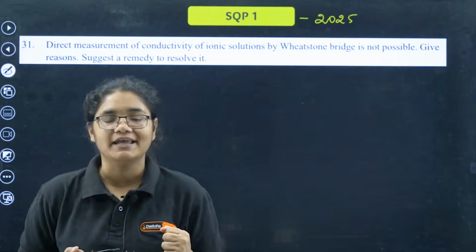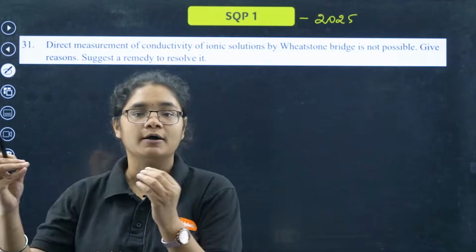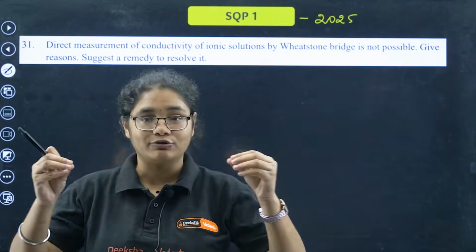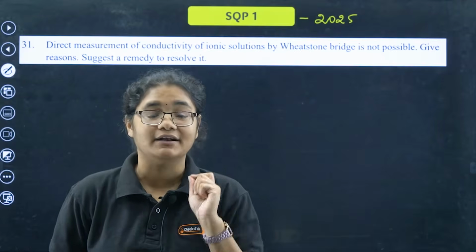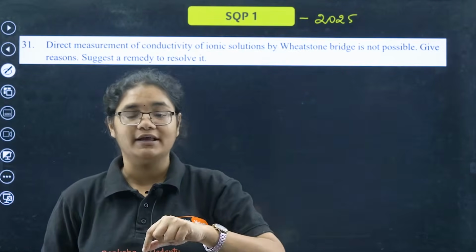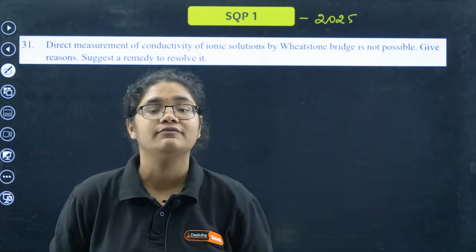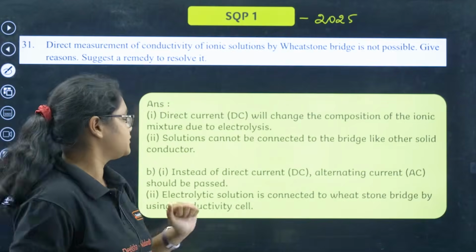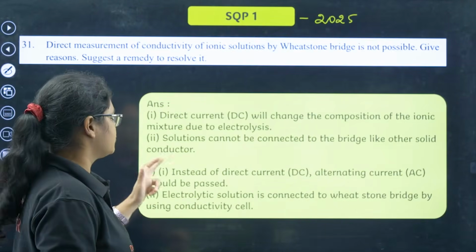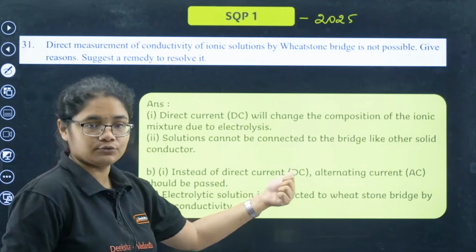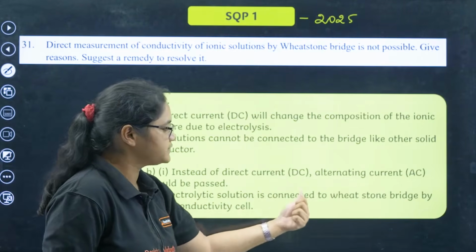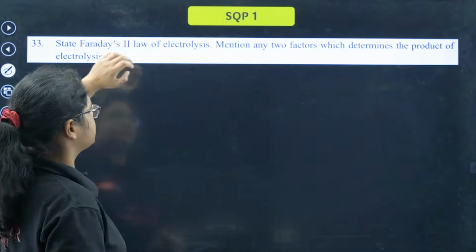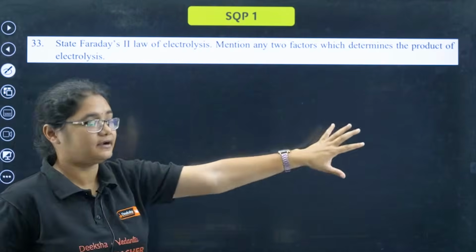So what are the two solutions we have? First one is you have to use the AC current instead of DC current, and second one is to not connect the electrolyte directly. We cannot connect it, but we can have a conductivity cell inside which you can pour the electrolyte and then connect the conductivity cell to the Wheatstone bridge. So here are the problems and the solutions. Direct current will change the composition and solutions cannot be connected. So the solution for that is instead of DC use AC, and the electrolytic solution is connected to the Wheatstone bridge by using a conductivity cell.